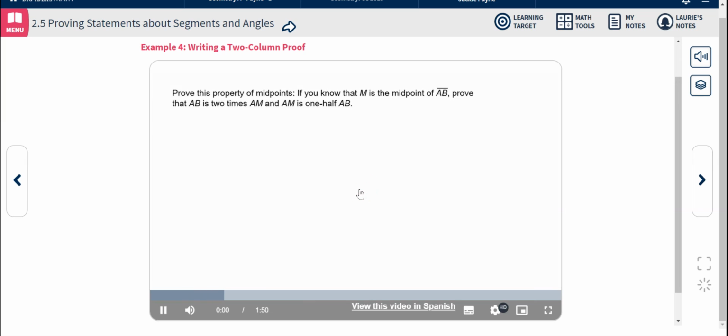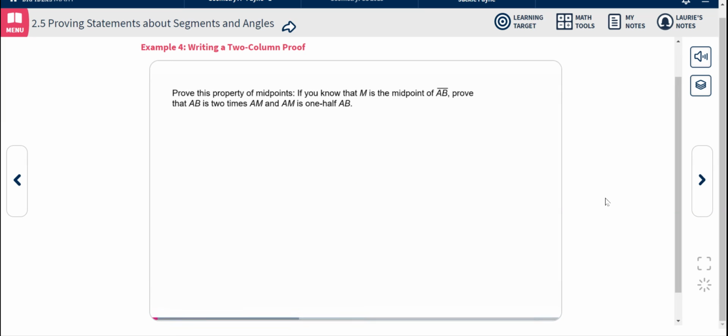Here's our last example. Prove this property of midpoints. If you know that M is the midpoint of segment AB, prove that AB is 2 times AM and AM is 1/2 AB. Draw a diagram for the situation described. Draw line segment AB with a midpoint M. You are given M is the midpoint of line segment AB, and you want to prove AB equals 2 times AM and AM equals 1/2 AB.